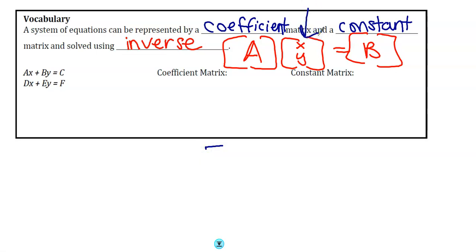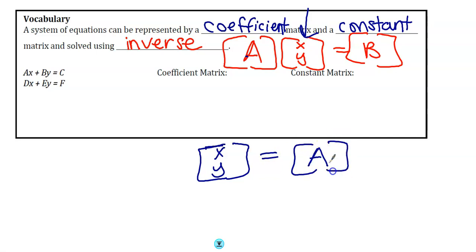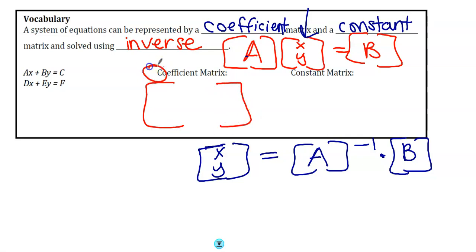Well, how do I do that? I need to get this A over to the other side. So that's going to change into xy equals the inverse of A times B. And I'm moving the A over to the other side. All right, coefficients. Think of the word coefficient. That means we're talking about the numbers in front of the variables. Coefficient, it has to be attached to something.